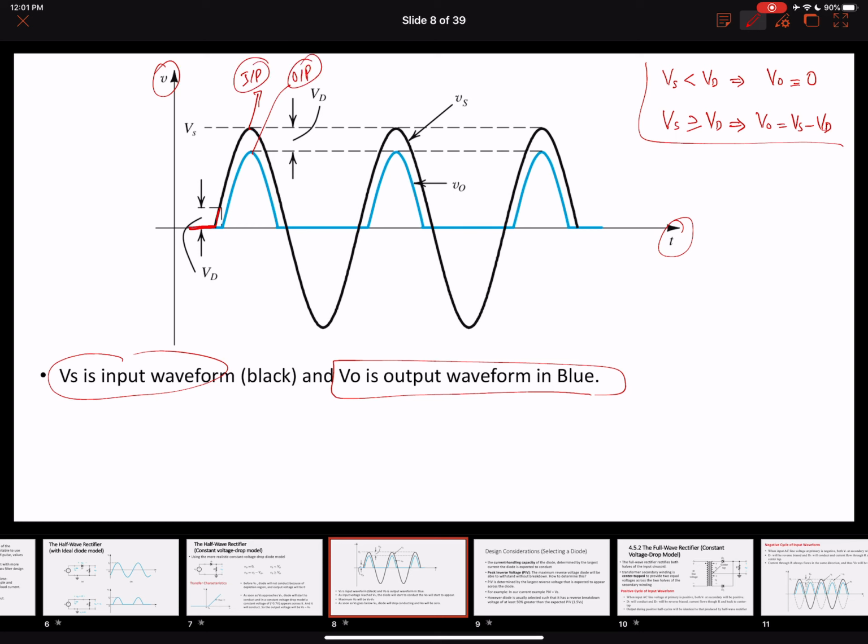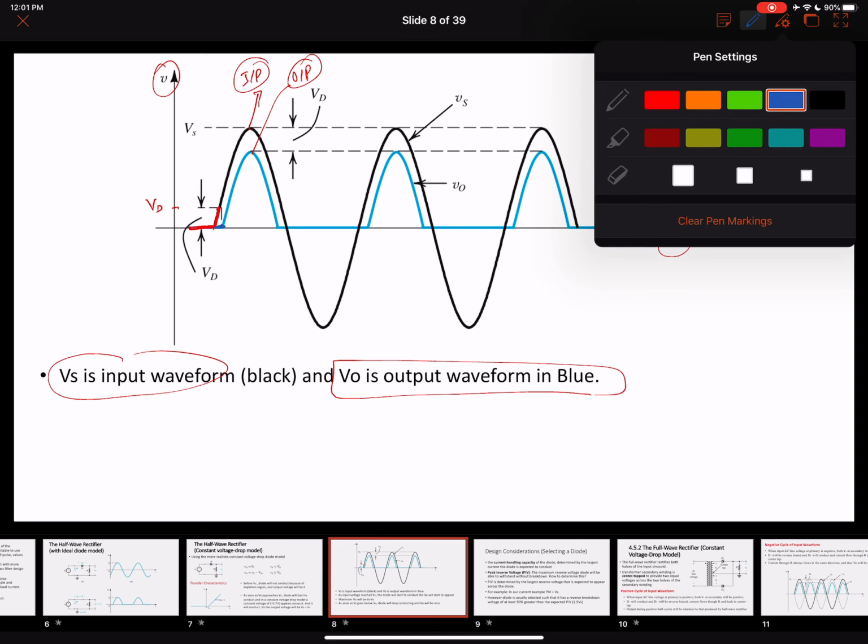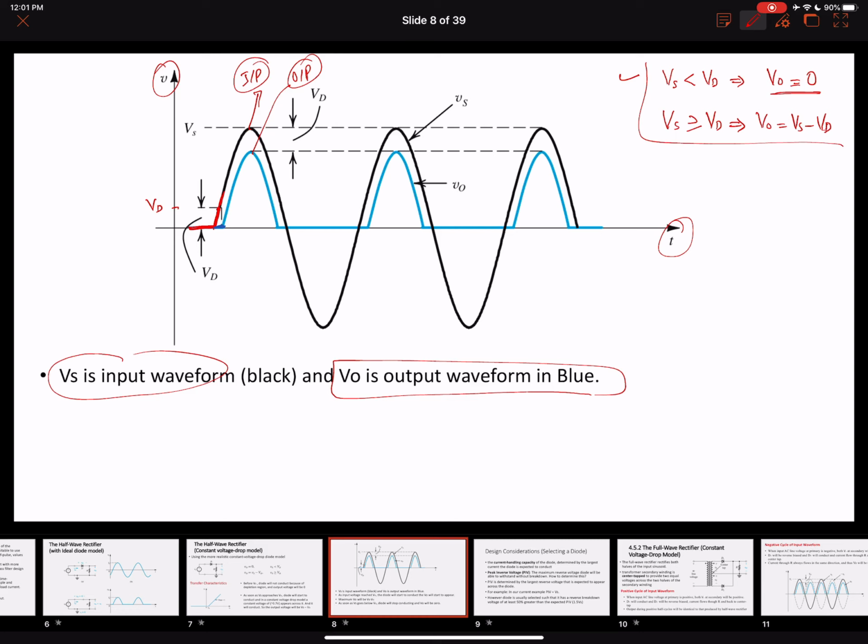During this phase, we can see that our voltage is increasing, and at this point it will become equal to VD. So in this entire region, the input voltage is still less than VD, right? So when the input voltage is less than VD, output will remain 0. That is why our output is still 0 over here. And now as soon as the input increases beyond VD, our output will also start to increase.